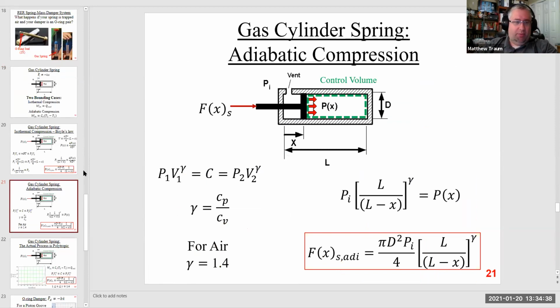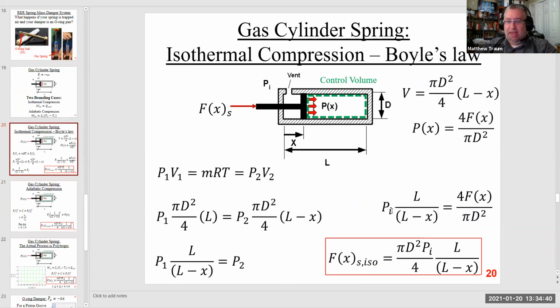So P1 is just P initial or P atmosphere, and then P2 I get from up here, right? So that's just my pressure expression. And now I want to solve for the force, and so I just rearrange things. And so then I get the force for the gas spring cylinder. The gas cylinder spring for an isothermal compression is just pi d squared times the initial pressure divided by 4, multiplied by L divided by L minus X. So that's that expression. Any trouble with that?